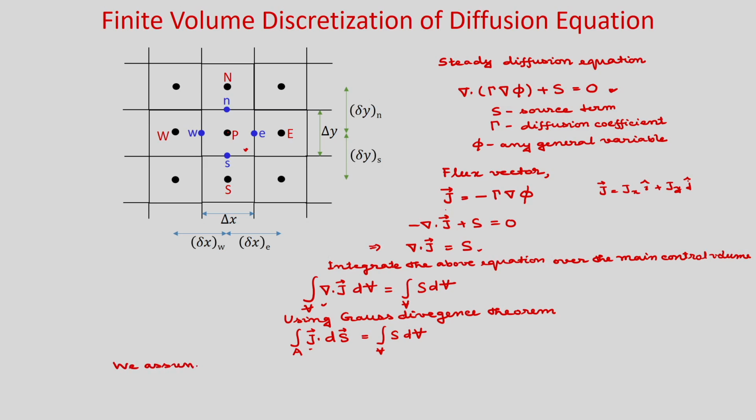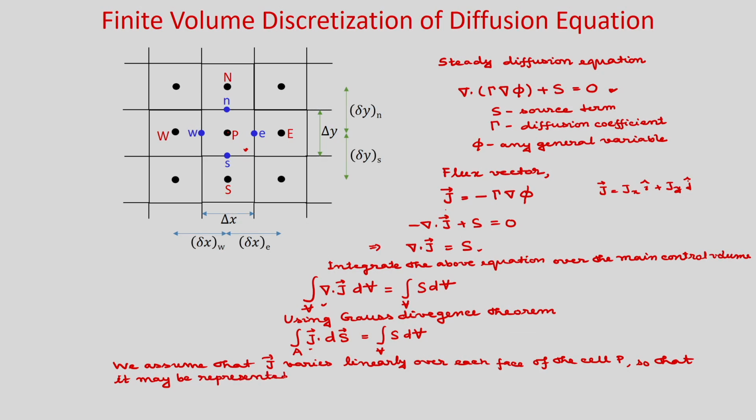So, the assumptions are, we assume that J varies linearly over each face of the cell P, so that it may be represented by its value at the face center.